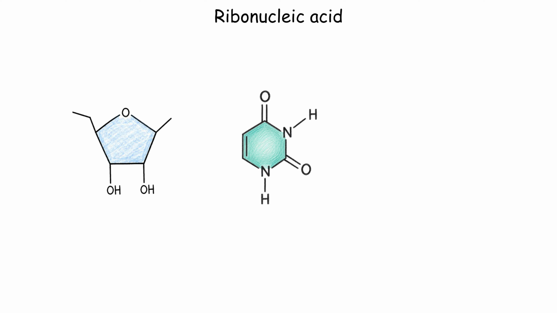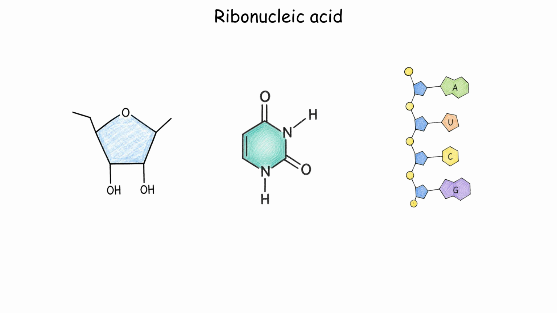RNA is also made of nucleotides, but it is different from DNA in a few important ways. First, RNA contains ribose sugar instead of deoxyribose. Second, RNA uses uracil instead of thymine. And third, RNA is usually single-stranded.